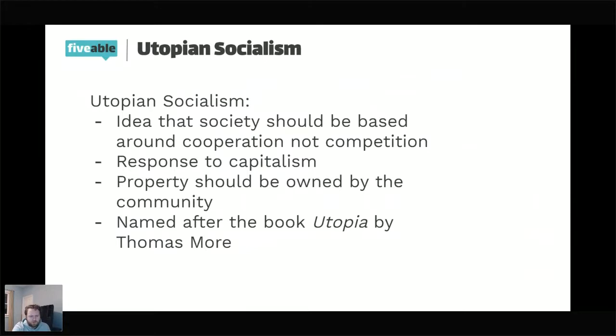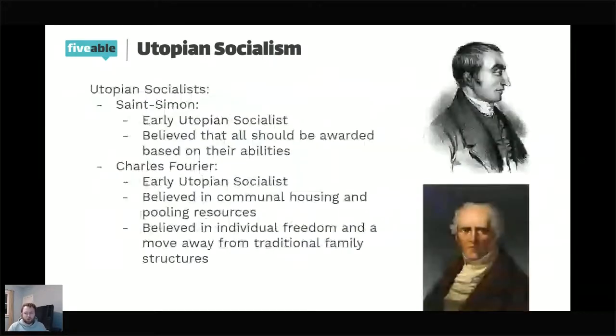So we're going to look at a handful of utopian socialists now, going in a little bit of chronological order. Probably our first real utopian socialist, and maybe arguably the first socialist, is a guy that's kicking around in the late 1700s, early 1800s. Saint-Simon. He's an early utopian socialist, and he's a really interesting guy. He lost most of the fortune he accrued, and he gains a following. He talks about this idea that all should be rewarded based on their ability, that all people give something to society, and because of that, they should be rewarded for it.